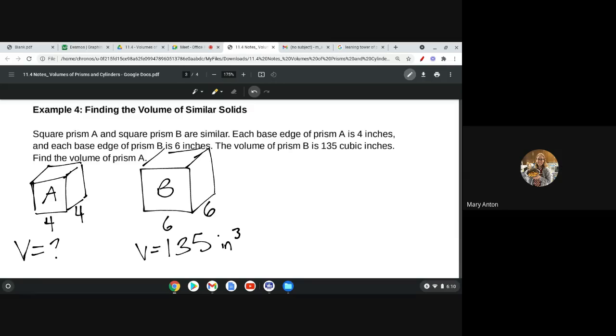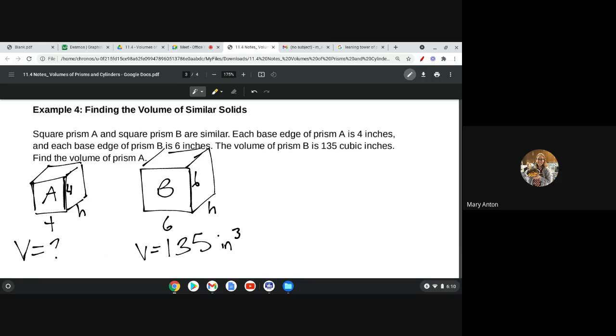So what I want to do first is find the height of this, or excuse me. Oh, I drew these incorrectly. Oh, I'm sorry, y'all. This is not 6 and this is not 4. This top line right here is 4 and this line right here is 6. And we don't know their heights.